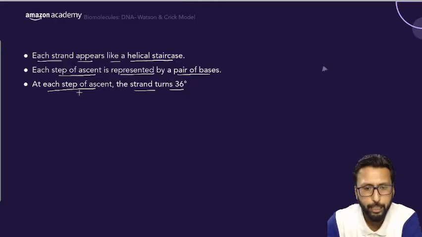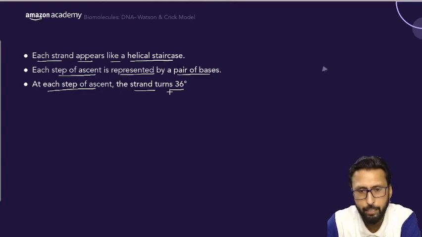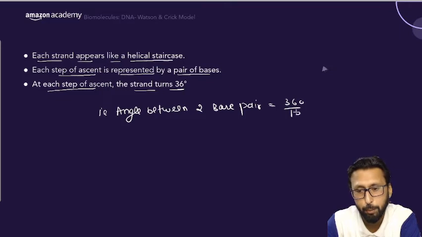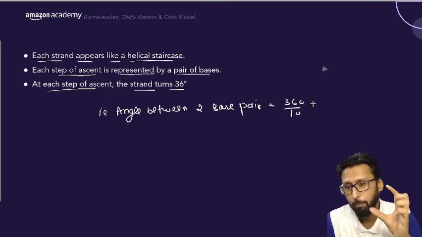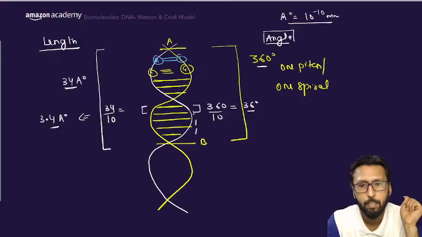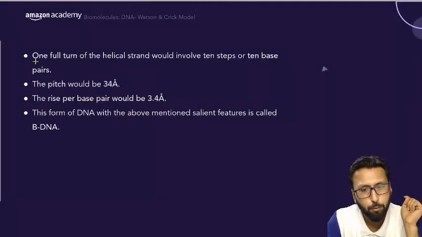So that's why it's written that at each step of ascent the strand turns by 36 degrees. That is, the angle between two base pairs is 360 by 10, because there are 10 base pairs within one pitch or one spiral, so the angle becomes 36 degrees. Now one full turn of the helical strand would involve 10 steps or 10 base pairs. This we have seen already.